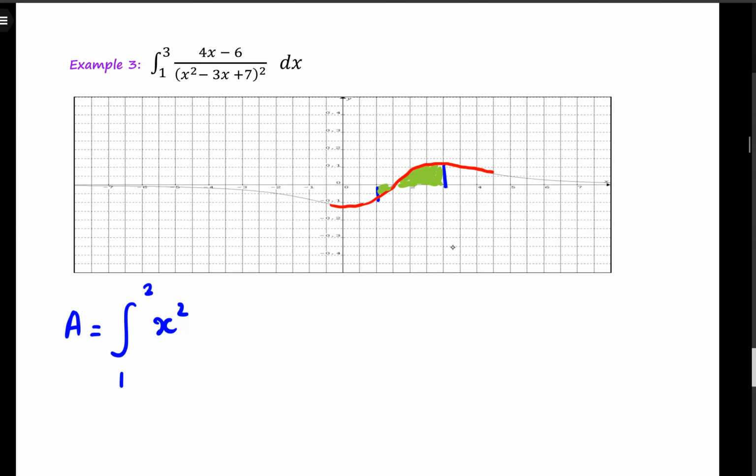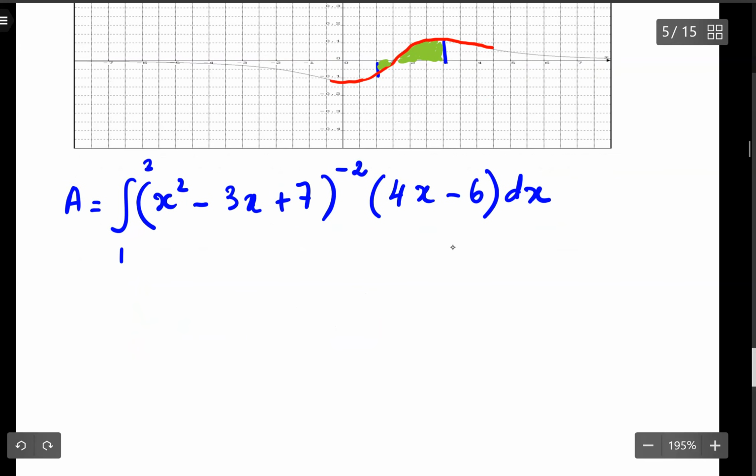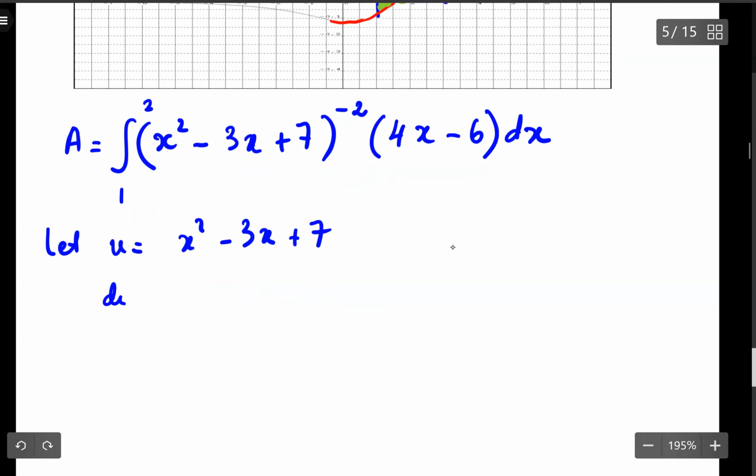So I have x squared minus 3x plus 7. I will raise it to the numerator and convert my exponent into a negative 2. Okay, and I will write this together: 4x minus 6 dx. So I'm going to let u equal x squared minus 3x plus 7. So du over dx will be equal to 2x minus 3.